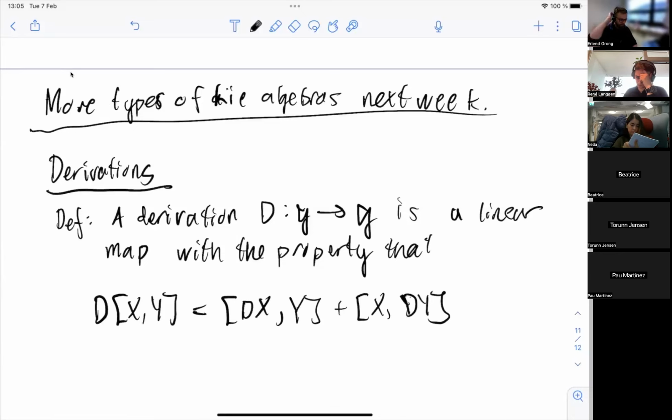So in this sense, why is it called a derivation? Well, it's because it satisfies this kind of Leibniz rule, right? If you want to differentiate the whole, then you add the d of each part. So that's why it's called a derivation.